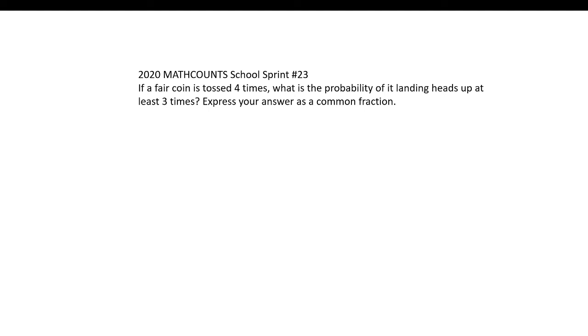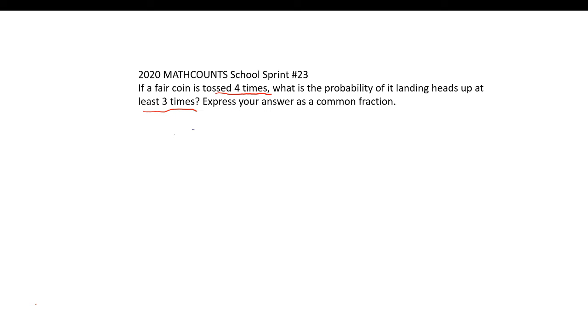This problem comes from the 2020 MATHCOUNTS School Sprint, problem number 23. If a fair coin is tossed 4 times, what is the probability of it landing heads up at least 3 times? Express your answer as a common fraction. So we're tossing the same fair coin 4 times, and we want the probability of it landing heads at least 3 times.